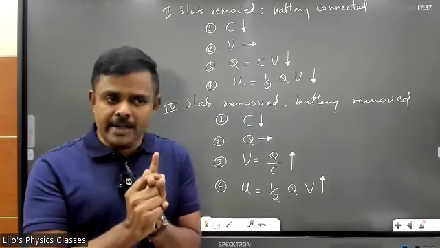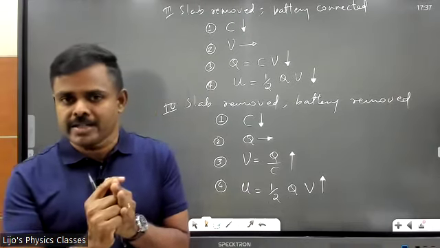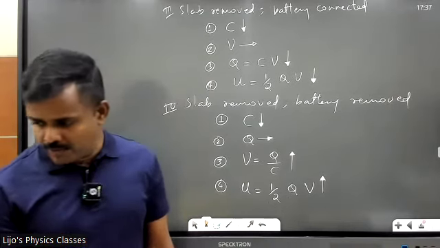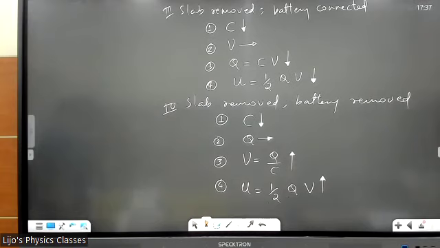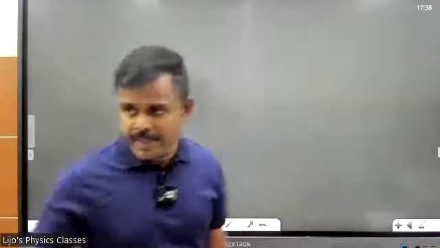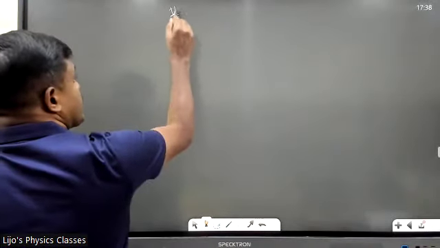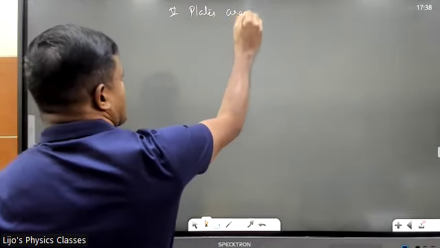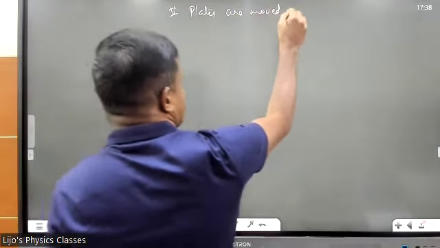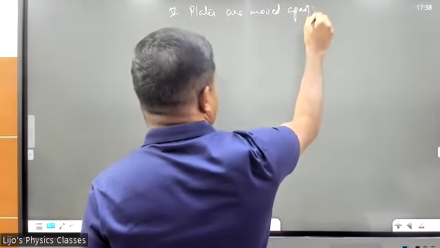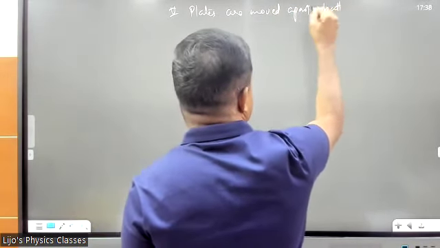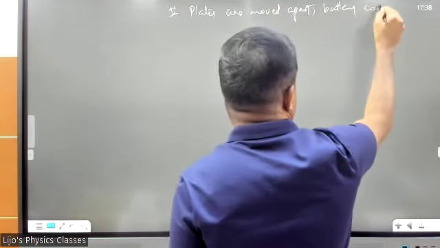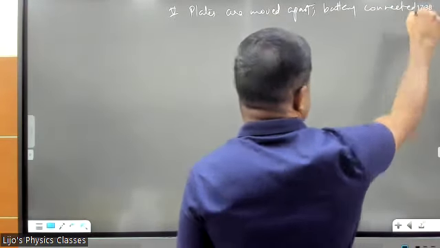Then what? Slab taken out, battery connected, slab taken out, battery disconnected. Okay, make it quick. All of you finished? All of you online? Arrow, horizontal arrow represents constant, Razi. Okay, all right. So let's move on. Next one. Okay, fifth one. You can write, plates are moved apart. Battery connected.